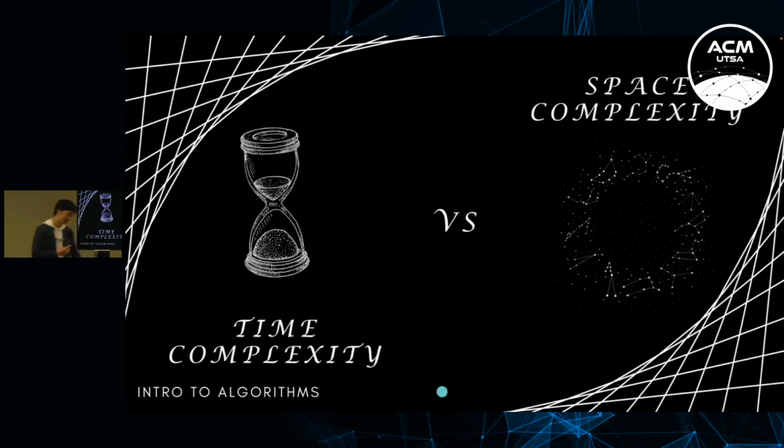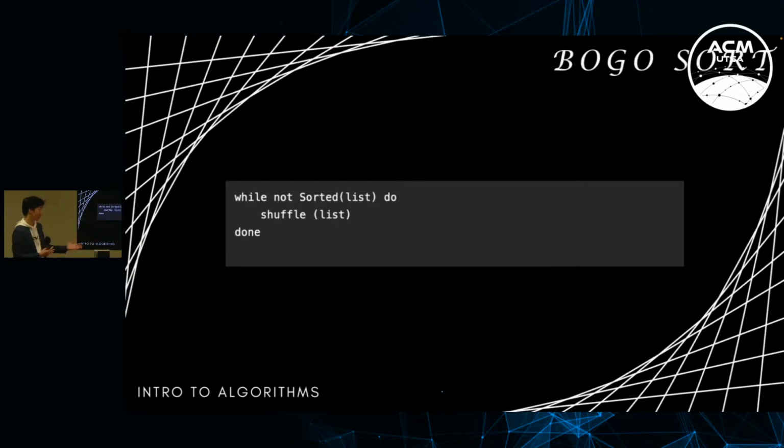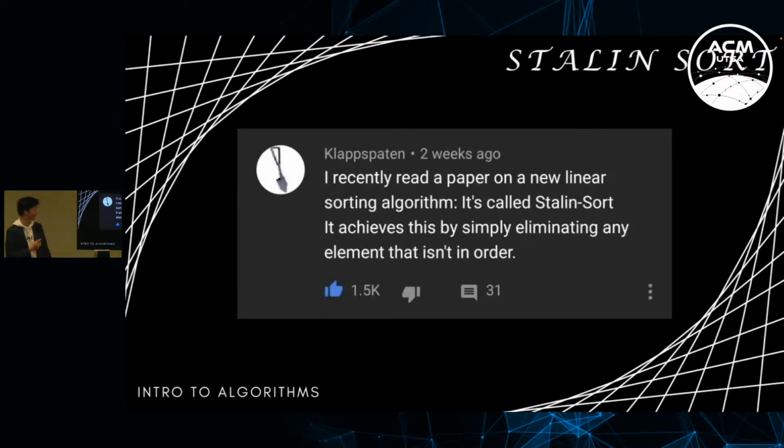So I wanted to show more extreme cases of different sorting algorithms that I liked. This is BOGO sort. I'm pretty sure it's pretty famous. You guys know all this. While the list isn't sorted, shuffle the list. It's pretty simple to use. So use this if you're lucky, I guess. I like it though.